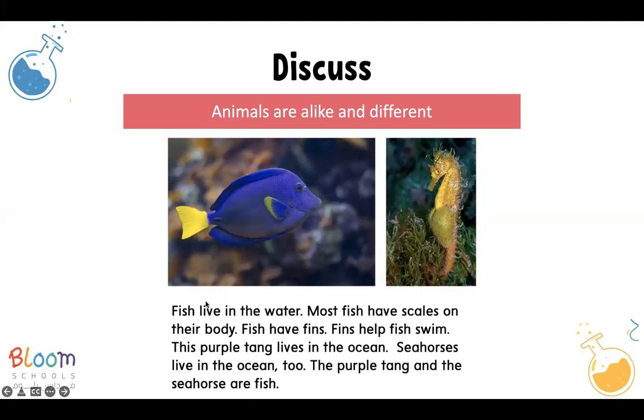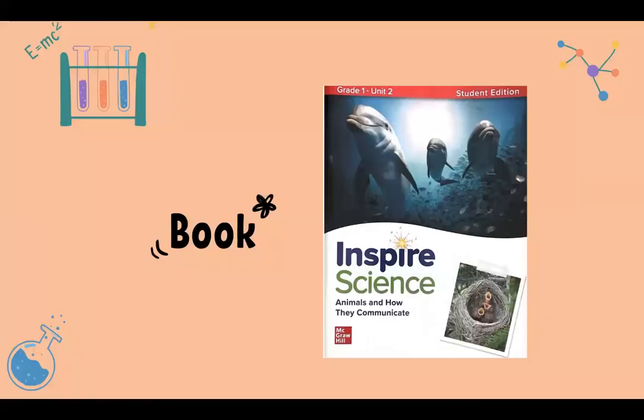Next are fish. Fish live in water, and most fish have scales on their body. Fish have fins to help them swim, and this purple tang lives in the ocean. One of the kids reminded us that this looks like Dory from the movie Finding Nemo. So this is the type of fish that Dory is in the movie. It's called a purple tang, and it lives in the ocean. And this is a seahorse. It also lives in the ocean. The purple tang and the seahorse are both fish, even though they look different and have different structures. So they're similar and different at the same time.